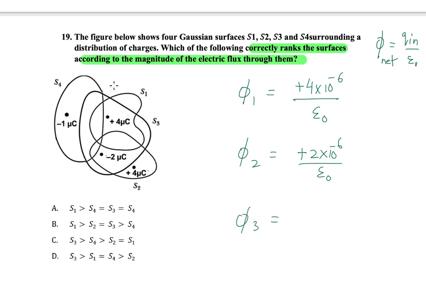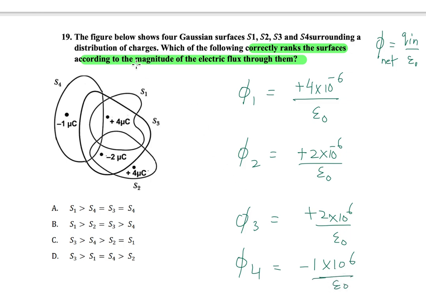Then phi 3. Just follow the surface, phi 3: plus 4 and minus 2. Again, we get plus 2, so that's plus 2 times 10 to the power 6 over epsilon. Then the fourth surface, there is only one charge, which is negative 1. So phi 4 is equal to negative 1 times 10 to the power 6 over epsilon.